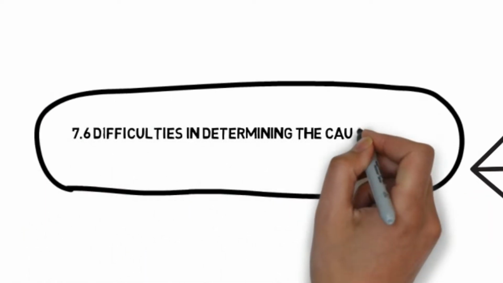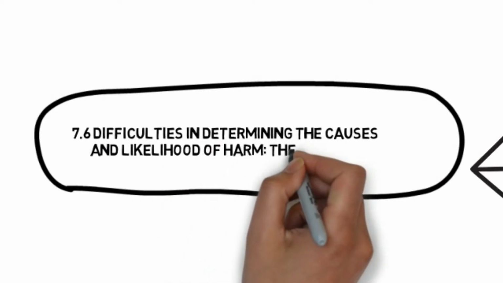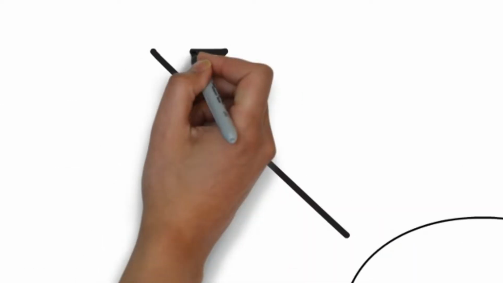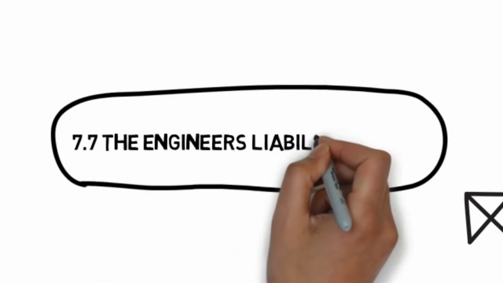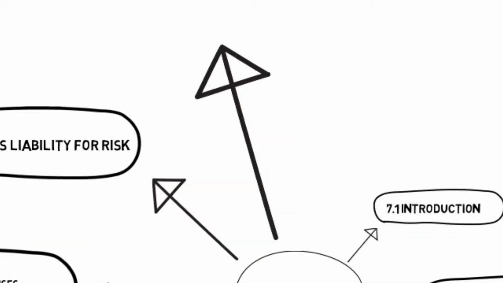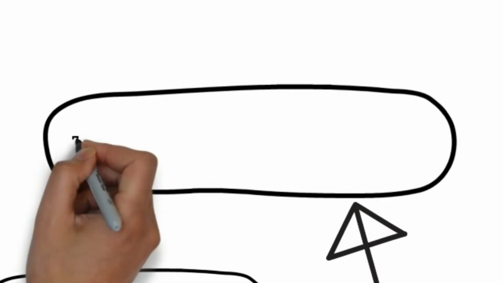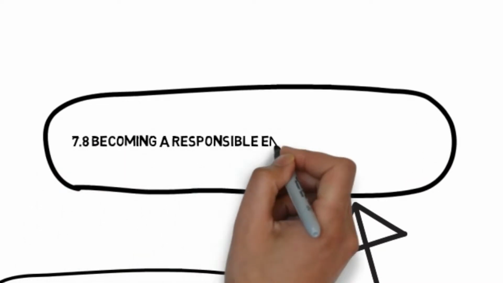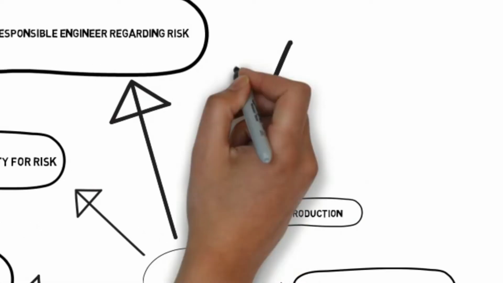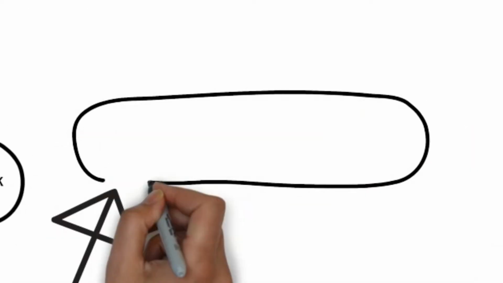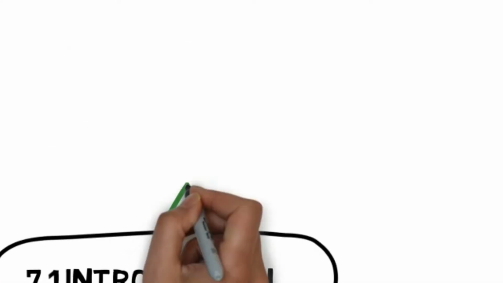Difficulties in determining the causes and likelihood of harm, the critical attitude, and also about the engineer's liability for risk, and then also about becoming a responsible engineer regarding risk, and then we will summarize for you what we learned.